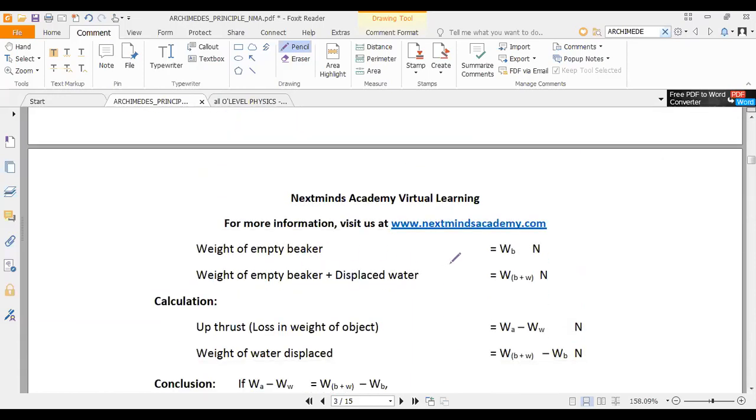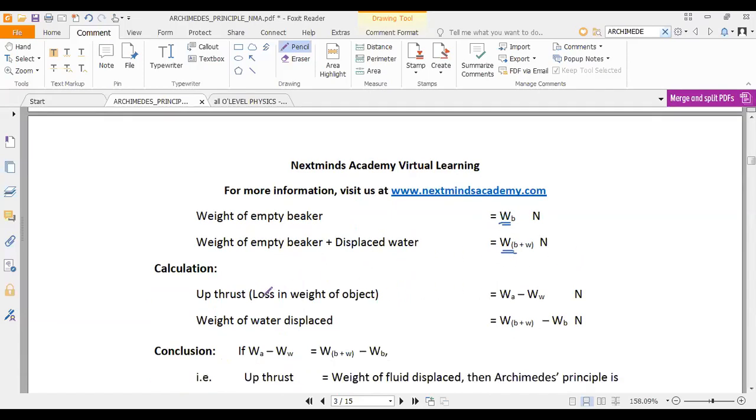And we also weigh the empty beaker as this. Then the weight of the empty beaker plus the displaced water is also recorded as this. So you realize that if you are to find the upthrust, which is the loss in weight by the solid when it is placed in a liquid, we shall get the weight of the solid in air, then we subtract the weight of the solid after we've placed it in the water, which will be WA minus W, as you can see here.